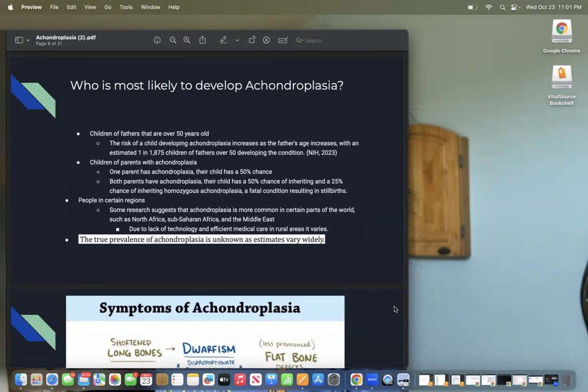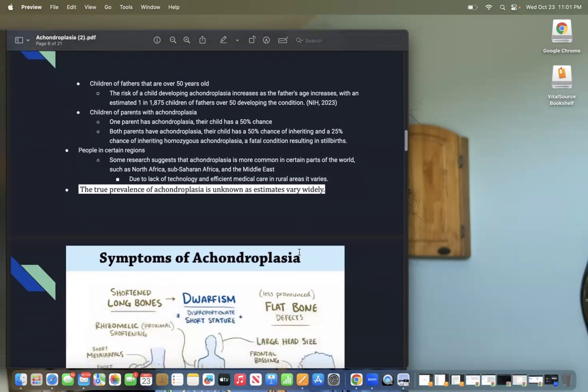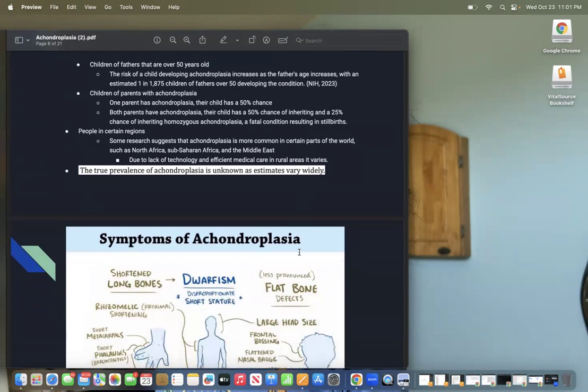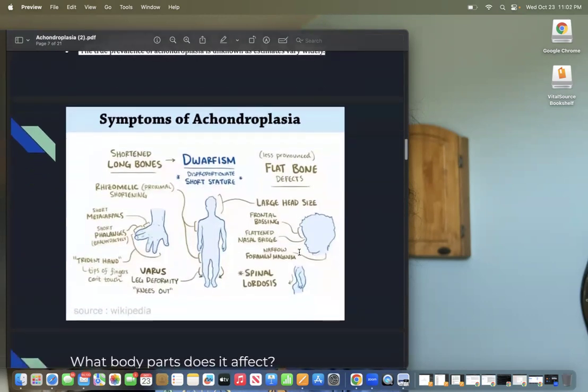People in certain regions also, with some research suggesting that it's most common in certain parts of the world, such as North Africa, sub-Saharan Africa, and the Middle East. And due to the lack of technology and efficient medical care in rural areas, it varies. So the true prevalence of achondroplasia varies widely.